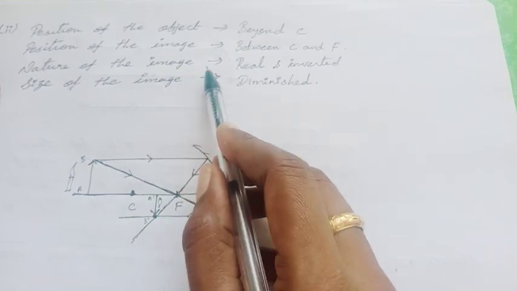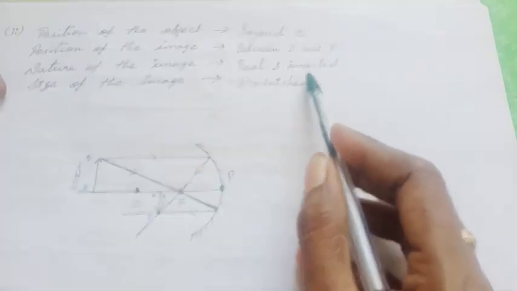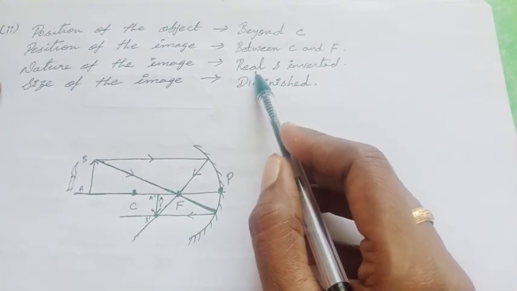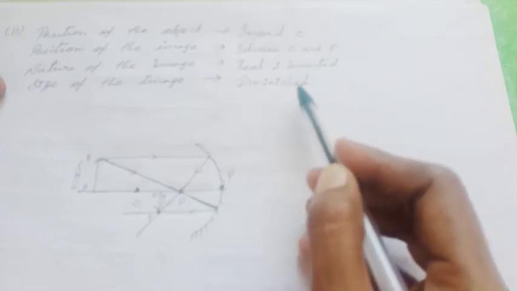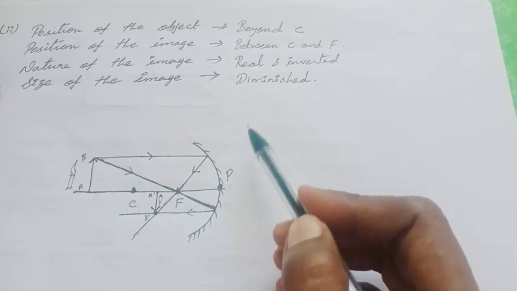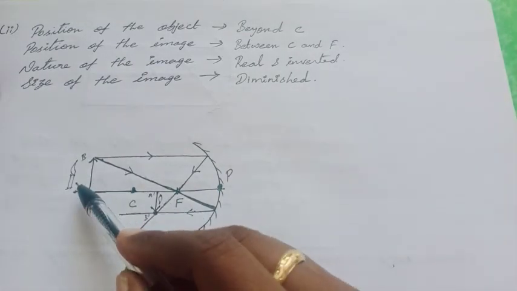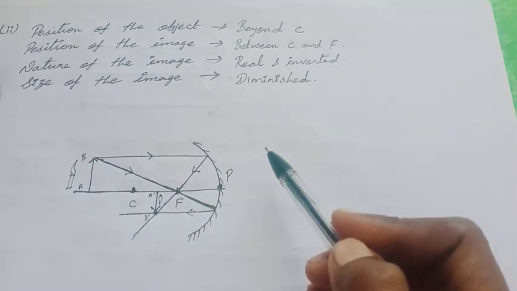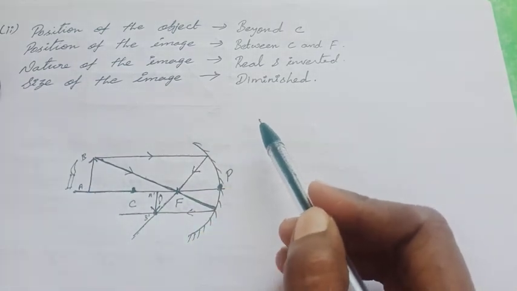So the position of the image is between C and F. And the nature of the image is real and inverted. It means it can be obtained on the screen and it will be inverted. Okay, children, right. The size of the image will be diminished. So the size of the image is somewhat smaller when compared to the size of the object. So be clear about the second case of the image.